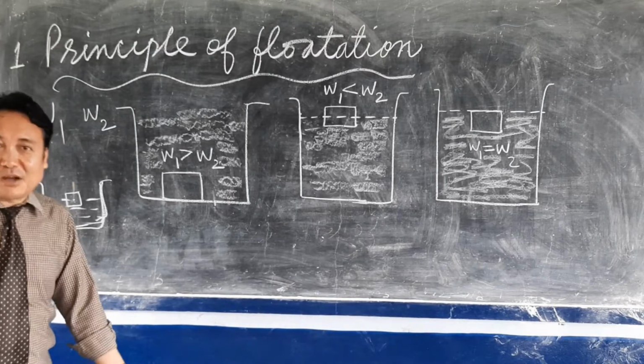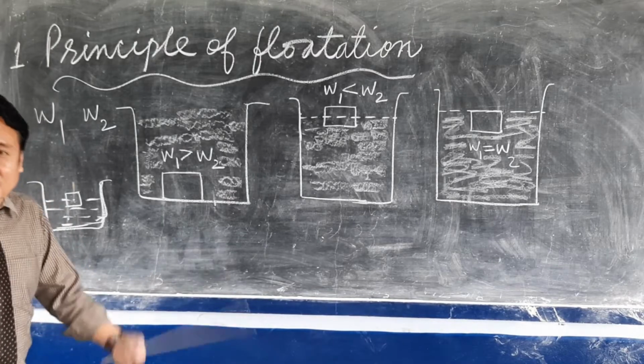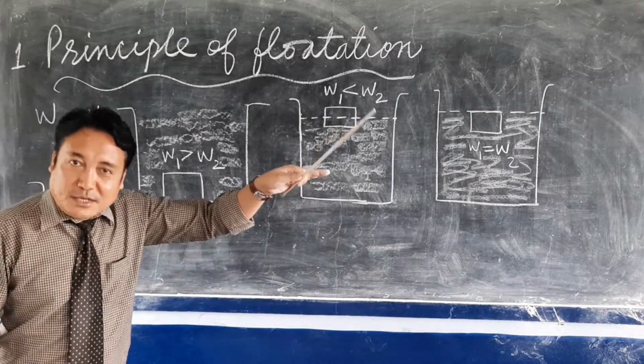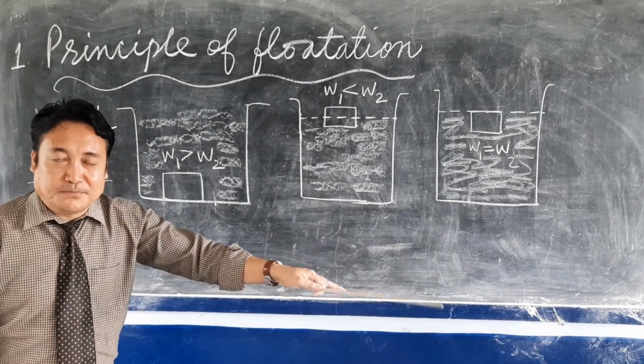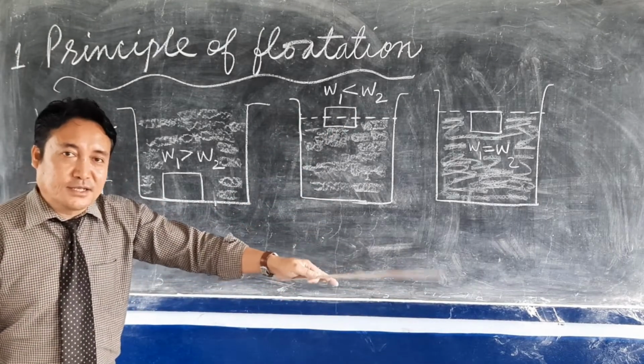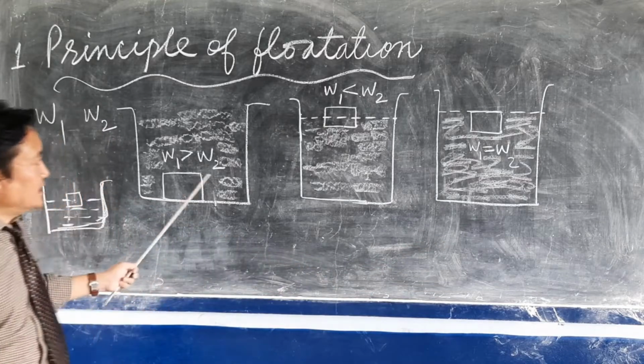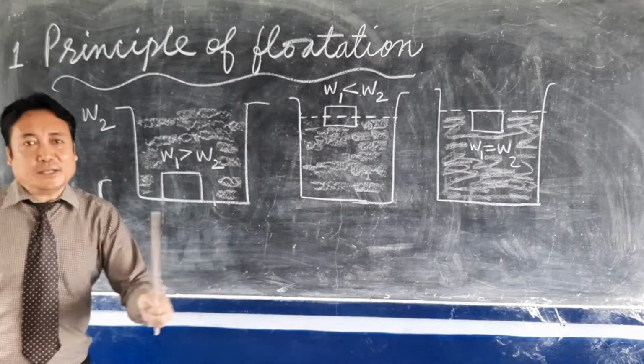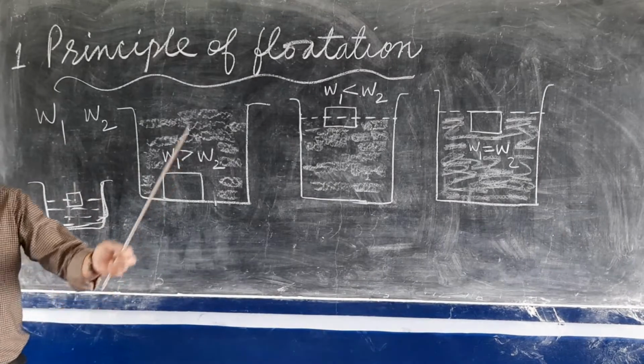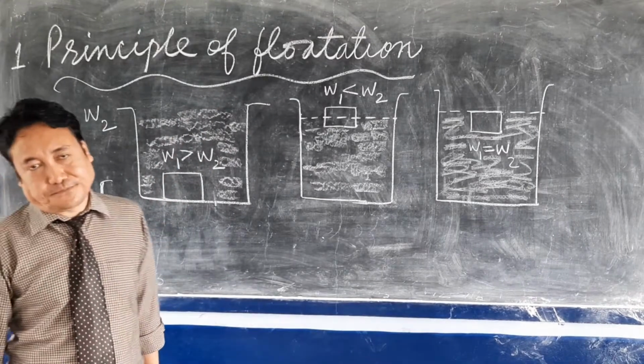Whether the body floats partially, or the body will sink, or the entire body will remain just under the surface of the fluid, and it may float. So these are the conditions. Okay. Now let us come to the next point, that is the apparent weight of the floating body.